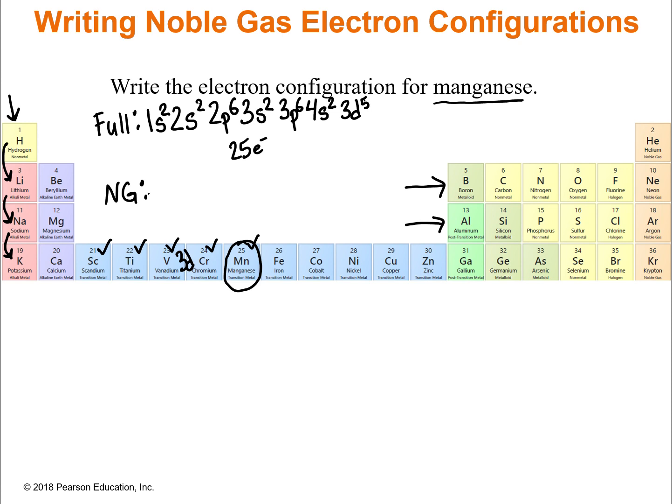So I abbreviate NG for the noble gas electron configuration. We're abbreviating everything else. Why not that, right? So we said that manganese is in the 4th period. So everything up to and through the 3rd period is full. The 3rd period ends here with argon.